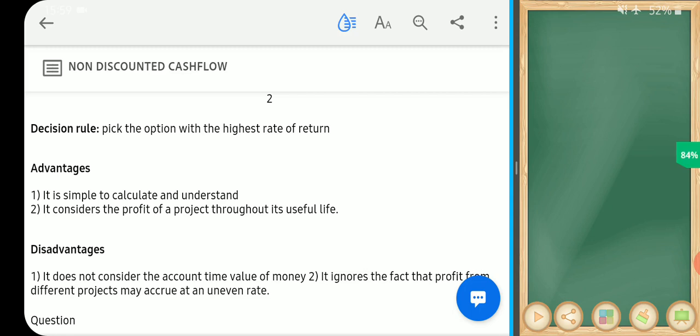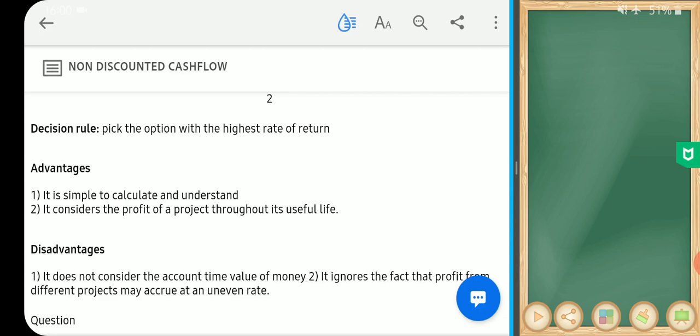Then number 2 is it considers the profit of a project throughout its useful life. It adds up all the estimated profit of that particular investment throughout its useful life. Let's say you are supposed to buy a machinery, and the machinery is going to last for 4 years, and that machinery is going to give you profit of 10,000, 8,000, 3,000 and 7,000 for the respective years. You are going to use the profit from all those 4 years. You are going to add them up together, divided by 4.